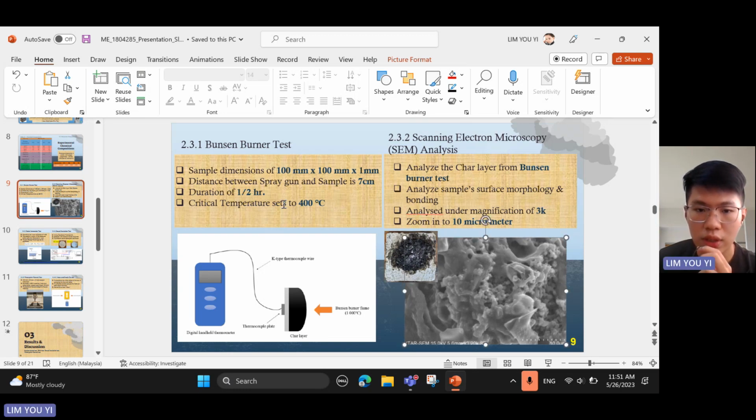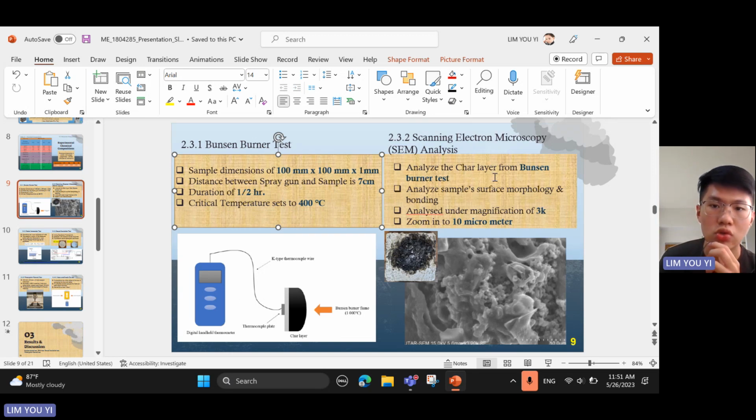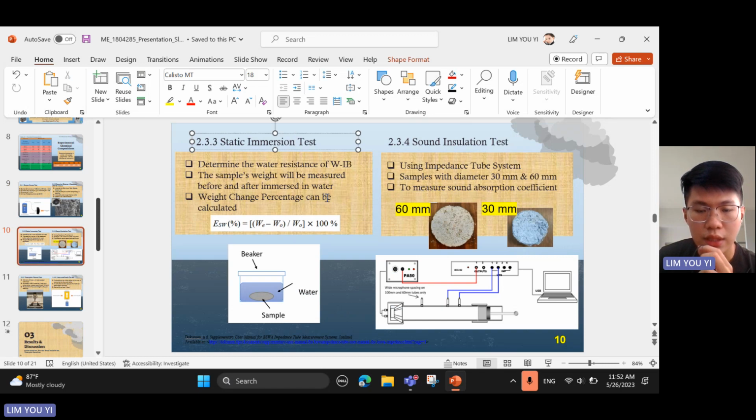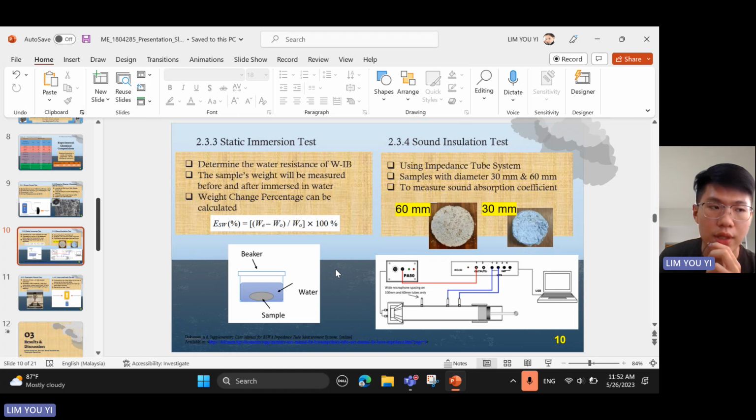After we conducted the Bunsen burner test, we will collect some of the char layer from each of the samples and undergo SEM analysis in order to determine the surface morphology of each of the samples. Besides, the static immersion test allows us to determine the water resistivity of each WIB by measuring the difference in weight of the WIB. We will calculate the difference in weight of each sample by measuring the weight of the WIB before and after immersion in water.